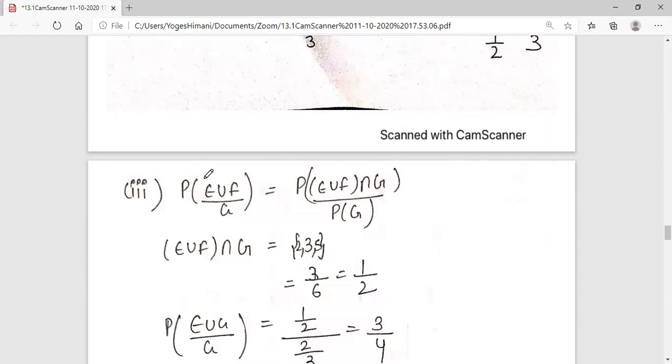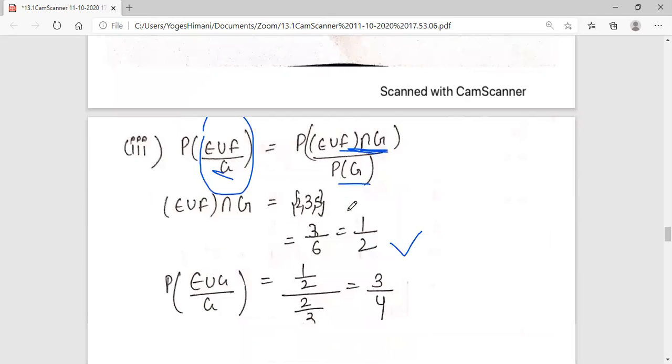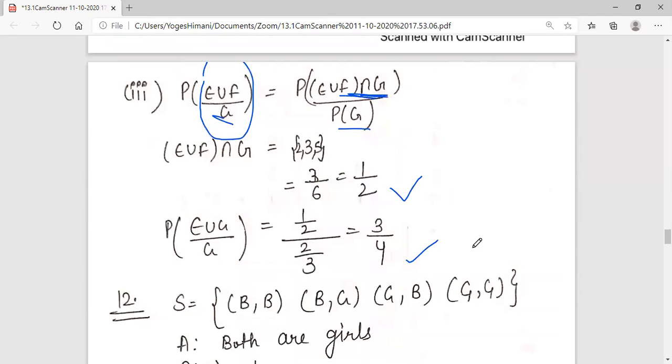Now, see in this question, E union F upon G you have to find. It means first you have to find the probability of E union F intersection G, because in the numerator we are always finding intersection upon probability of G. That is 1 by 2. Okay, then 1 by 2 upon 2 by 3, 3 by 4.